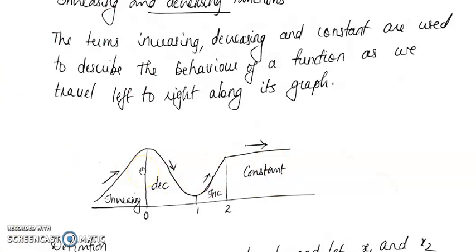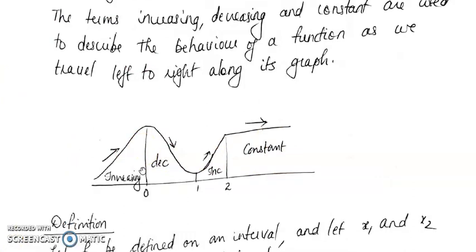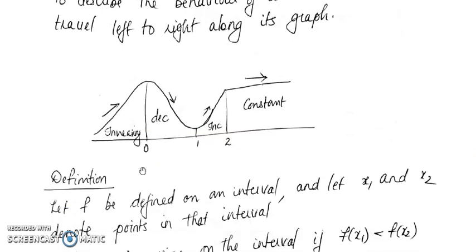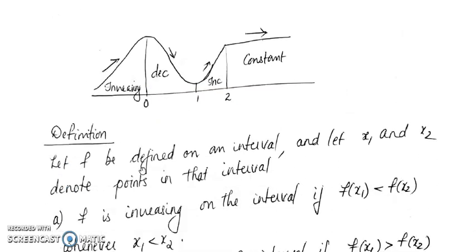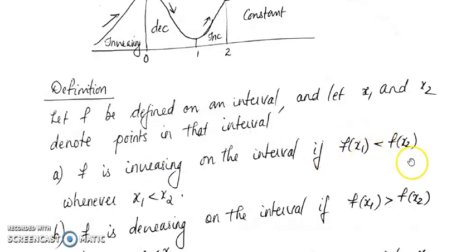Now we will look at what is the definition of an increasing and decreasing and a constant function. So let me define a function. So f is a function which is defined on an interval, and let x1 and x2 denote some points in an interval. Now we say that function is increasing if f of x1 is less than f of x2 whenever x1 is less than x2. So this is the definition for an increasing function.